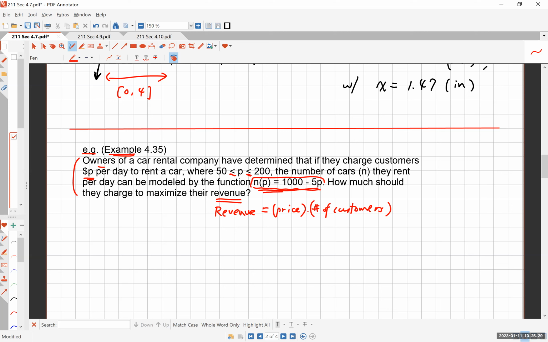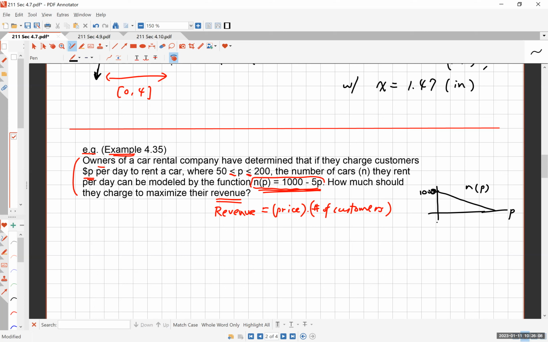Because what this is giving you is not the revenue, it's the number of cars that will be rented at the price P. And this is a linear function, by the way. We can just think about this for a moment. The y-intercept is 1,000 and it goes down by 5 per dollar per day, right? So it starts with 1,000. This is the number of cars that will be rented at price P. And this is what was typically known as the demand curve. This is a very simple demand curve.